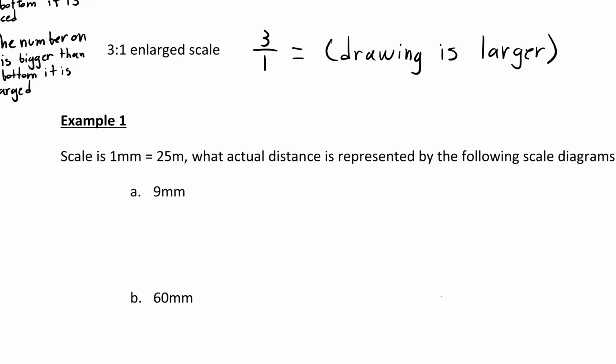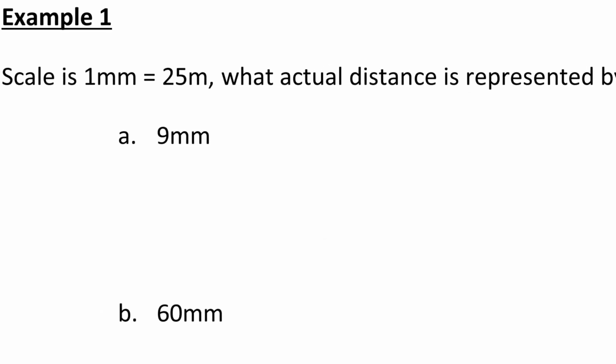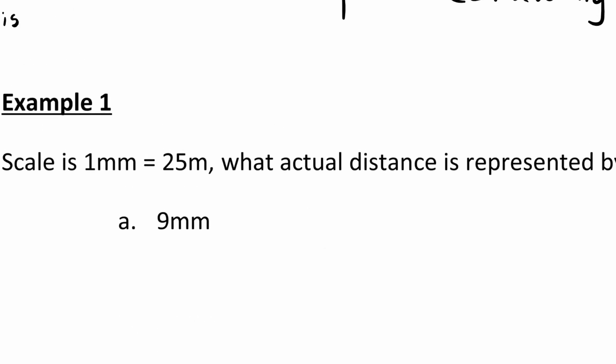In this first one, we have a scale of 1 millimeter equals 25 meters. What actual distance is represented by the following scale diagram? Now remember above, there's two ways of writing this scale factor. We could write it as 1 colon 25, or we could write it as 1 over 25. When we're looking at doing our calculations, we're always going to use the fraction.